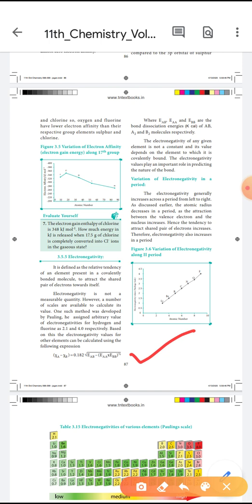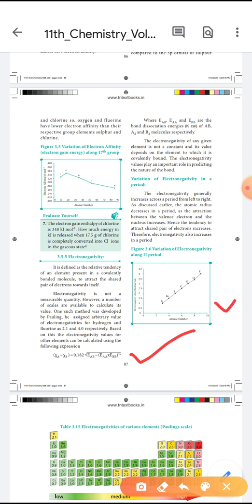The atomic radius decreases in a period as the attraction between the valence electrons and the nucleus increases. Hence, the tendency to attract the shared pair of electrons increases. Therefore, electronegativity also increases.